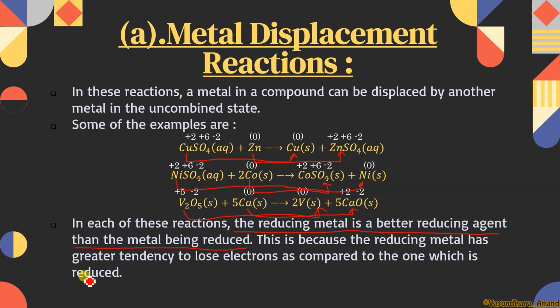It all depends upon electrode potential. Although in the NCERT this electrode potential is also given, I will not discuss all this part. I am leaving it for class 12th, where I will explain what electrode potential is, how it is reduction potential, and how it decides the reducing character of any element. So we will keep this part for class 12th. For now just learn this point that the reducing metal is a better reducing agent than the metal which is being reduced.